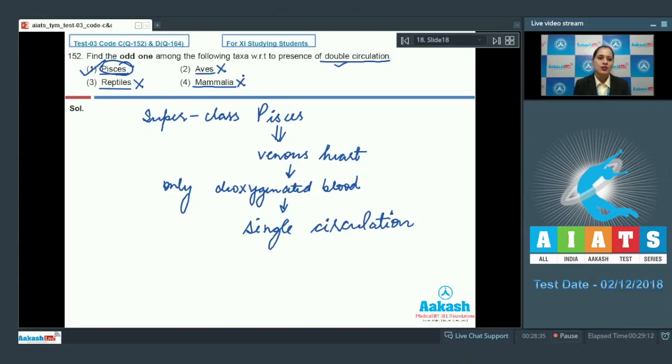So among the given options, that is Pisces, aves, reptiles and mammalia, it is Pisces which exhibits single circulation and is odd one out among the other options, that is aves, reptiles and mammalia, which exhibit double circulation. So the correct answer is option number 1. Let's proceed to the next question.